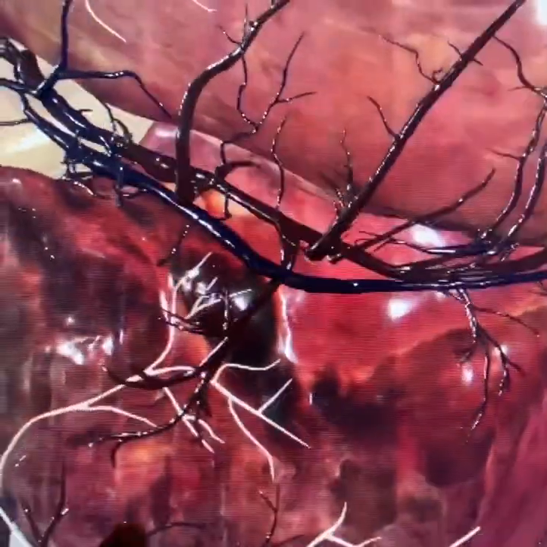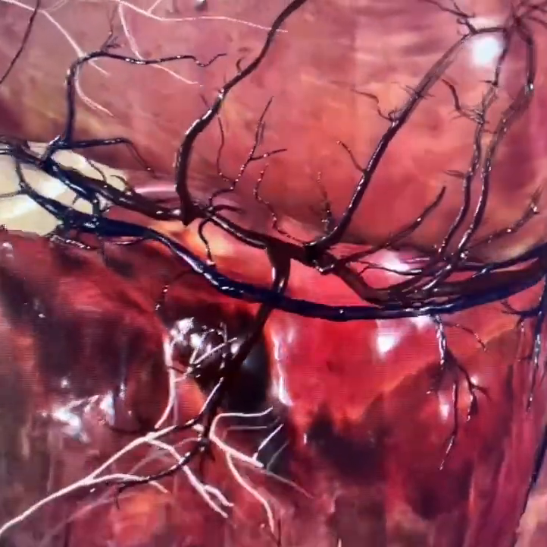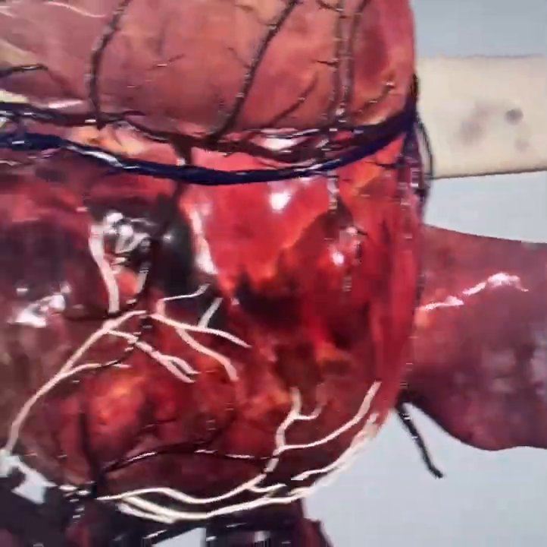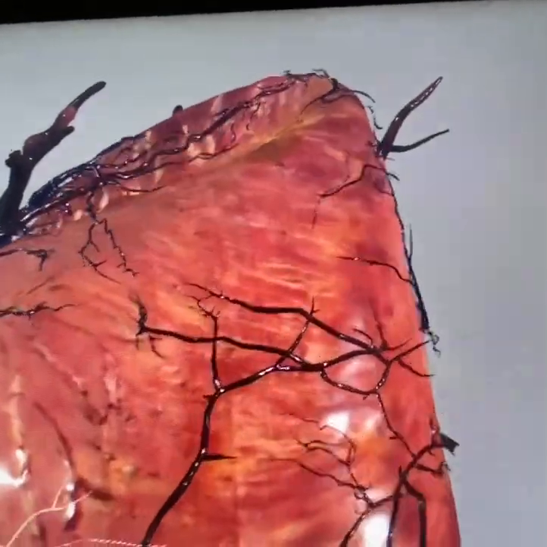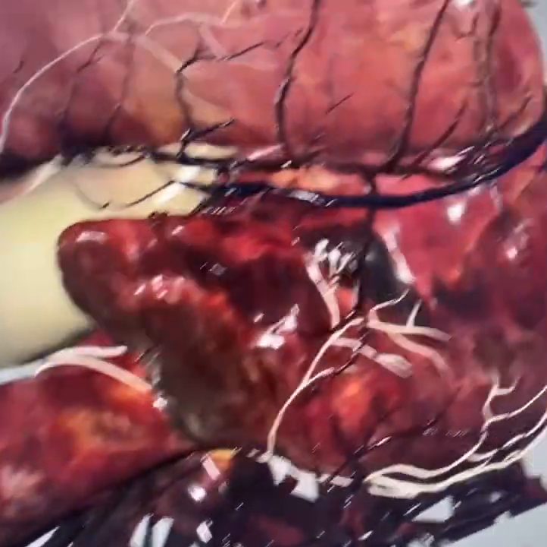Be able to identify what these structures are. Those are, of course, your coronary arteries and veins. These are all external structures. Of course, the apex and where all the great vessels are, that is the base of your heart.